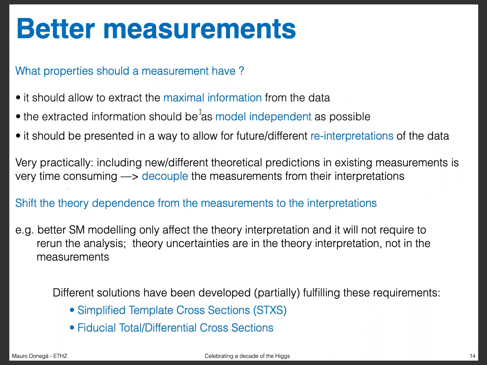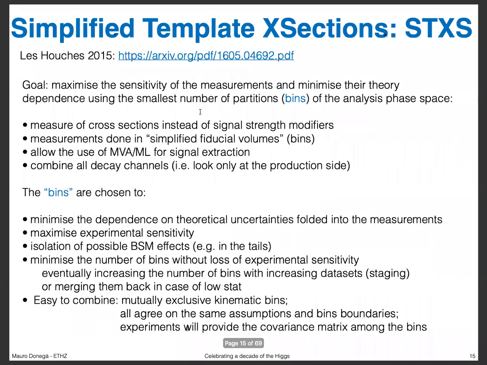Now, out of the many solutions that were on the table, I'm focusing on two. One is the simplified template cross-section that I will call STXS for short. And the other one is the fiducial cross-sections, both total cross-sections and differential in observable. These two solutions at least partially fulfill all the requirements listed in this slide. Let's start with the STXS.